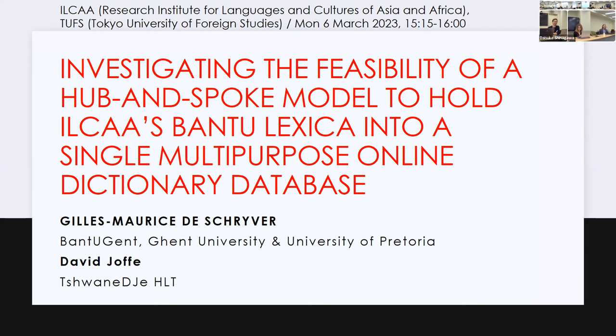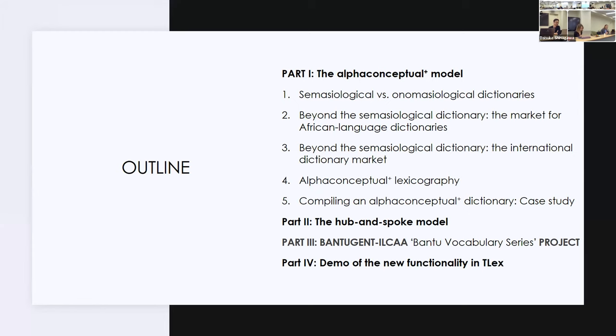Okay, so here is a brief outline of, we hope, four parts. I will talk about two models, an alpha conceptual model and a hub and spoke model. So I widened the title, but I did not insert my thing in the title like some others. Then I will talk about those lexica that you've just seen a few screenshots of, and how we try to digitize them and turn them into a digital database. And if all goes well, you will also see how far we are in a live demo together with David Joffe, who is the person who's always helping develop my dreams.